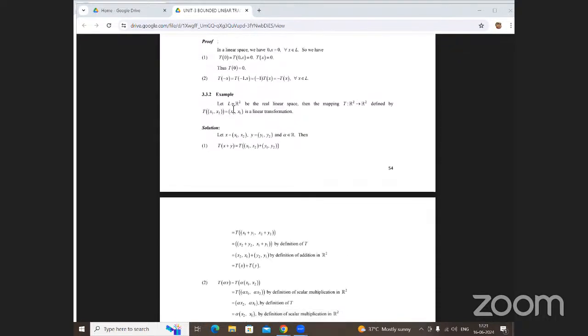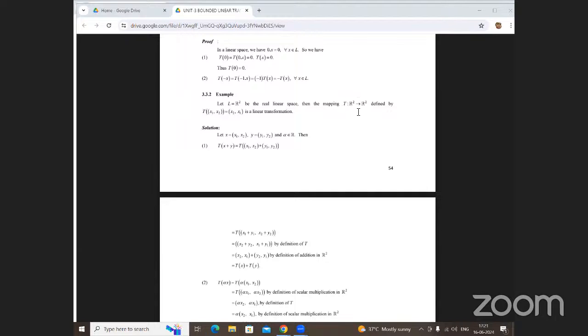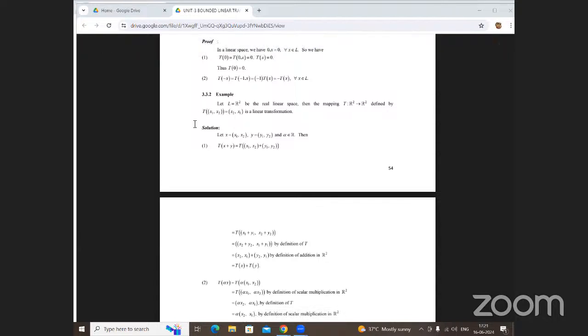Now, this is 3.3.2, another one. There are some other examples on two dimensions. Suppose we take the linear space equal to R square, the real linear space, then the mapping T maps R square to R square, defined by T of x1, x2 equals x2, x1. Is it a linear transformation or not? Given the condition, we must prove that it is a linear transformation. How do we prove it?